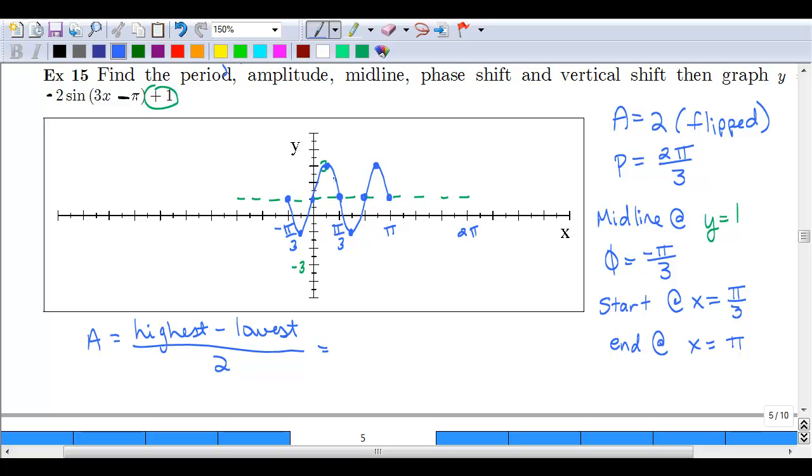But in this case, if you look here, our highest point is 3, our lowest point is -1, and we're going to divide that by 2, so we end up with 3 minus -1 is 4 over 2, which reduces to 2, and that is the amplitude we had. So that was how you could work backwards to find something if you were given the graph. So this concludes the videos for section 12.2.